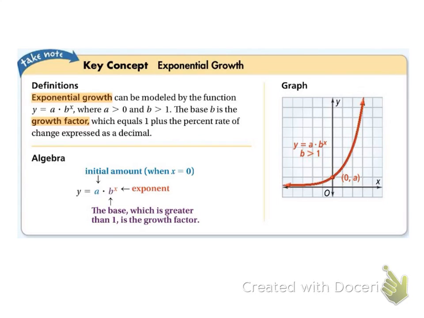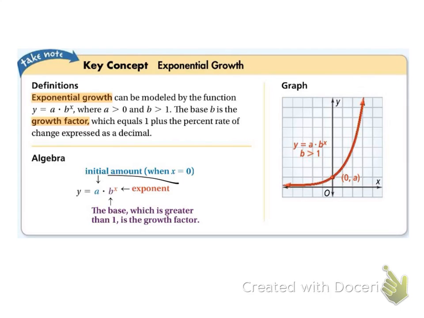This is 7.7 of Algebra. So we're going to continue talking about exponential functions, but we're going to look at a couple specific cases. So this is called exponential growth. You can see in the picture, this is when you start small and get big.